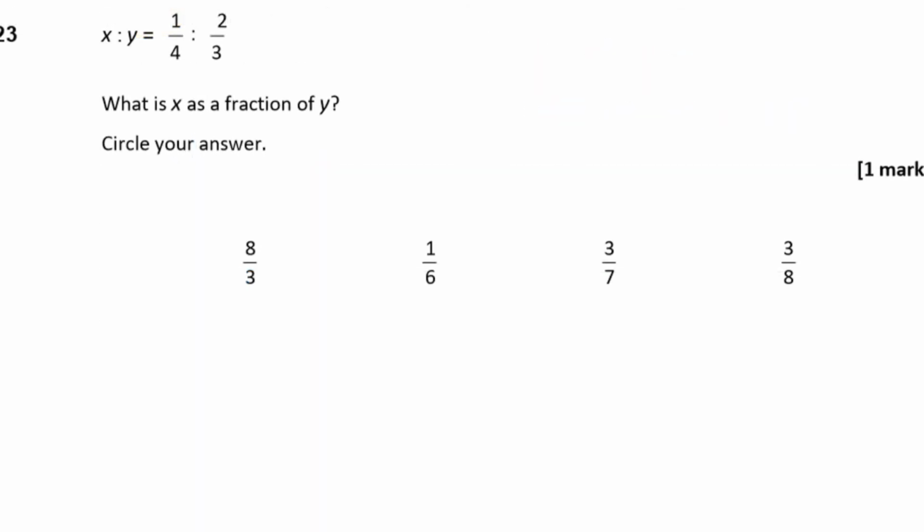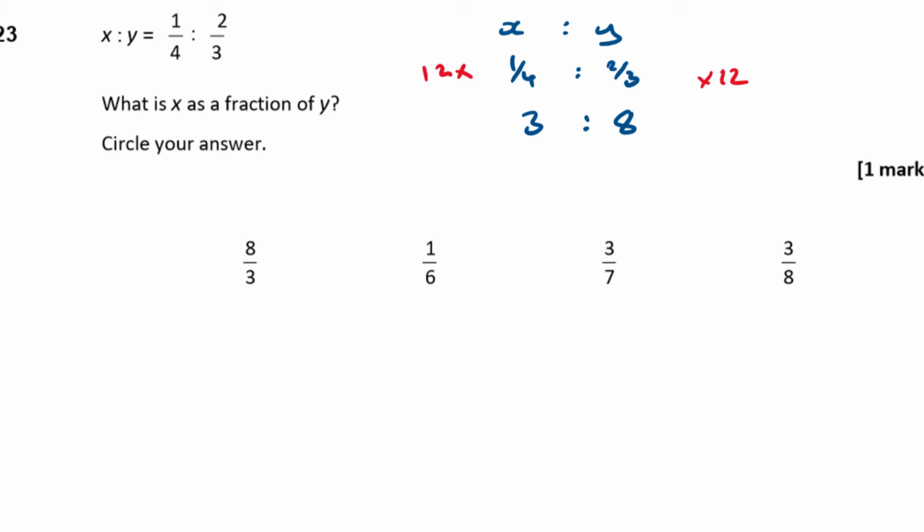Question 23. We've been given the ratio of x to y is 1/4 to 2/3. What is x as a fraction of y? Circle your answer. Ooh, this is not so nice, is it? Because it's all fractiony. Let's get rid of the fractions first off. So if I've got the ratio of x to y and it's 1/4 to 2/3, now if I multiply everything through by 12, I'll get rid of the fractions on both sides. Okay, so 12 lots of 1/4, that's equal to 3, and 12 lots of 2/3, 12 divided by 3 is 4, times 2 is 8, so it's 3 to 8, isn't it?